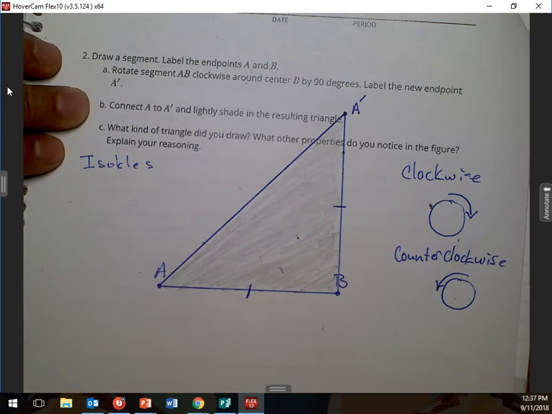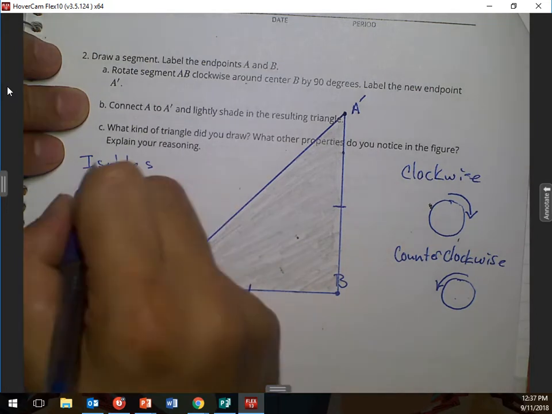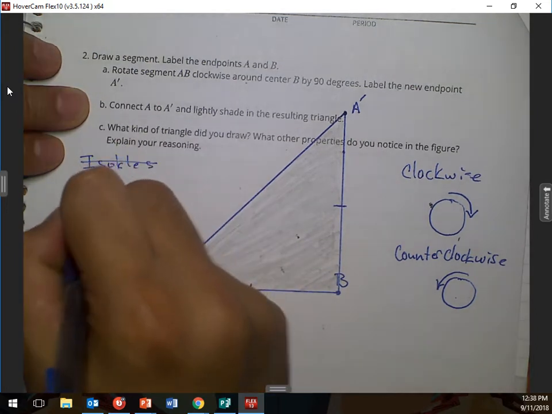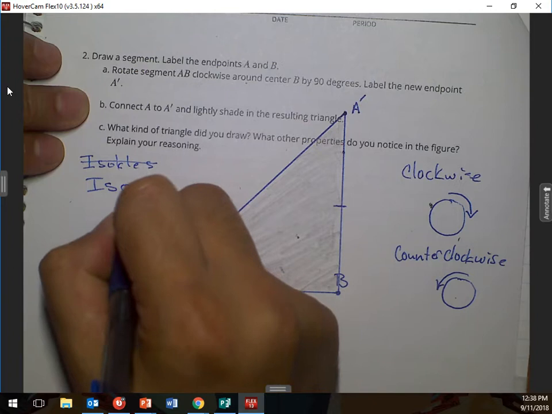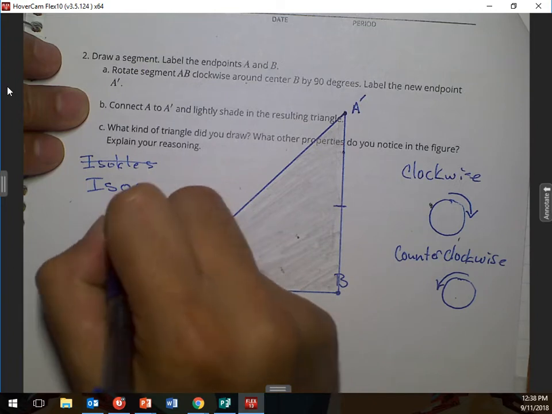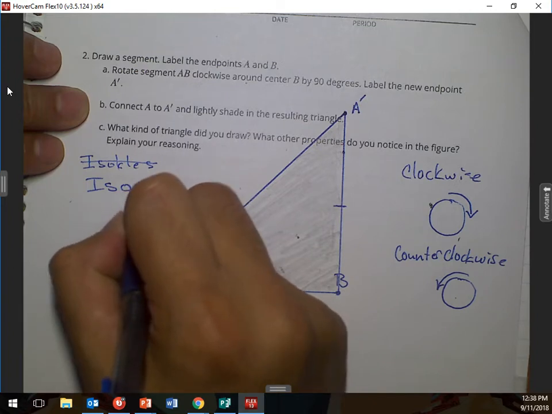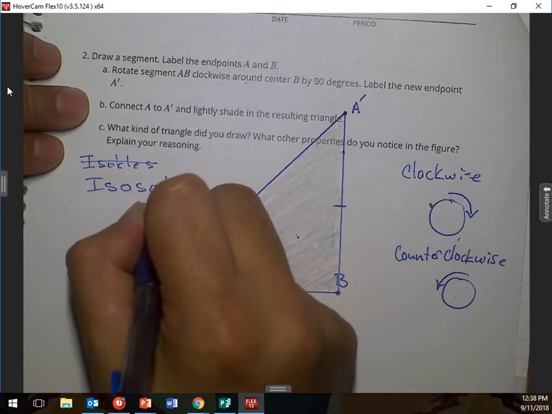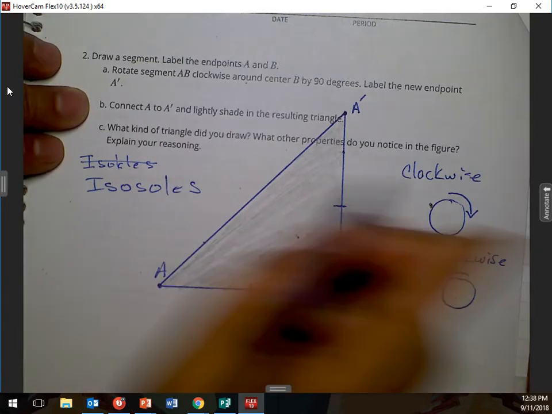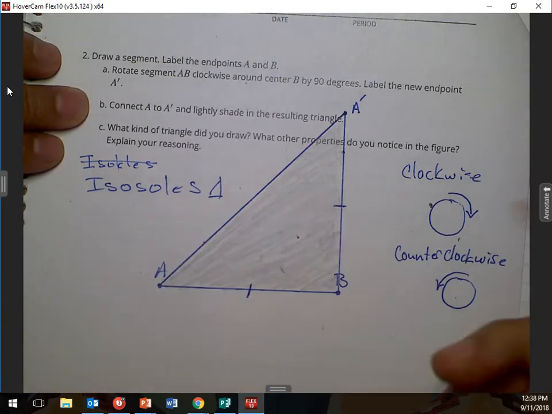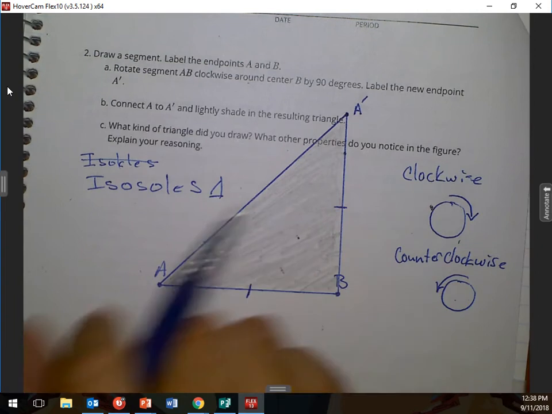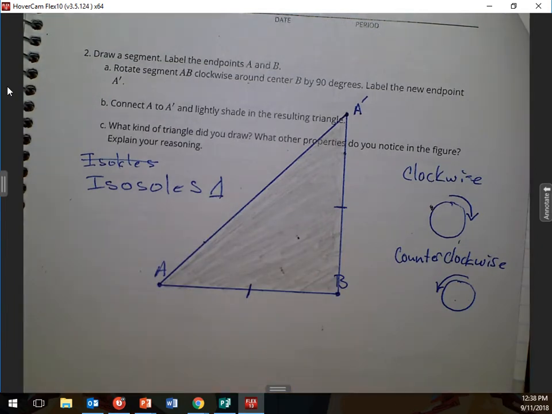I-S-O. Dang it. Can't read. Someone help me out. It has a couple syllables. L-E-S somewhere. Isosceles. All right, so we tried. So let's get a lollipop. There we go. All right. So I know I totally messed that one up. My dyslexia is bad today.